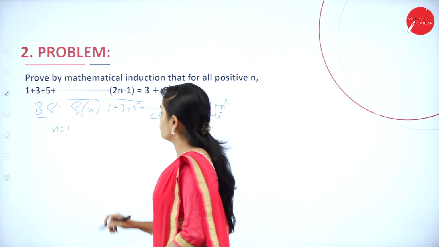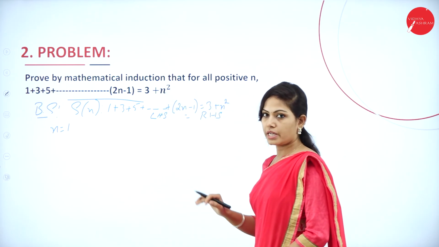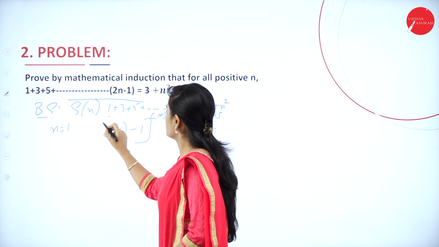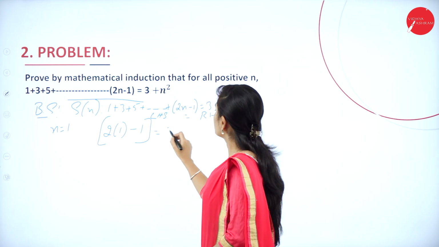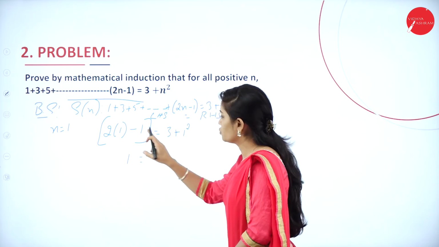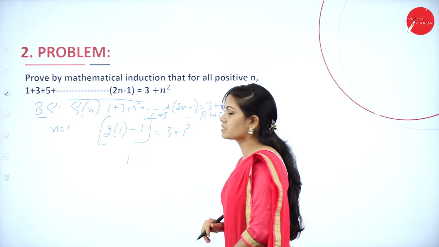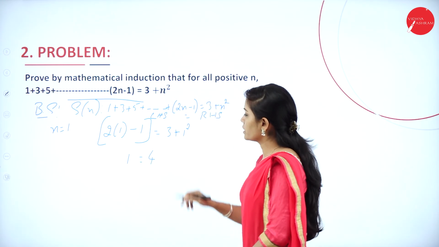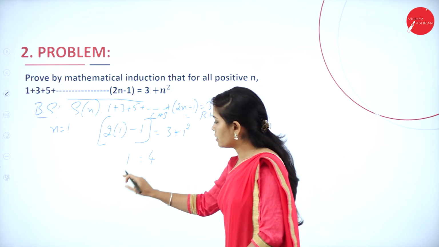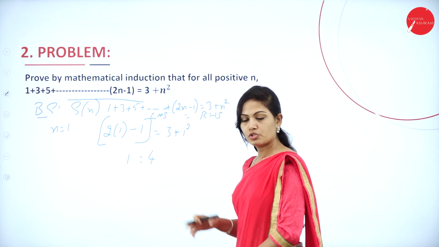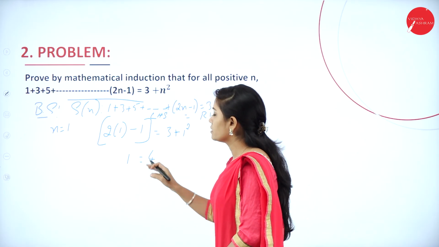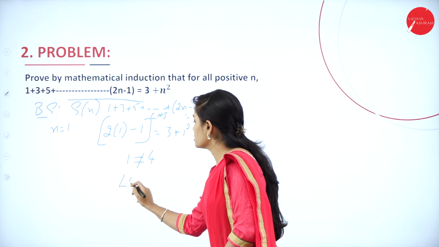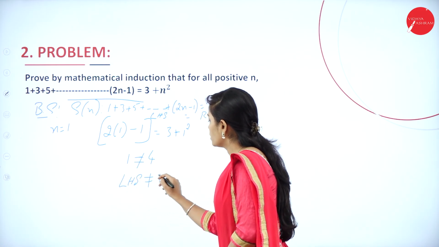Substitute the value of n. We have to prove that LHS is equal to RHS. So 2 into 1 minus 1. This is LHS. And 3 plus 1 square. 2 minus 1 is 1 and 3 plus 1 square. 3 plus 1 square is 4. Right? So 3 plus 1 is 4, and here in LHS we got 1 and in RHS we got 4. So it is not equal. We didn't get equal values in LHS and RHS. LHS is not equal to RHS, right?